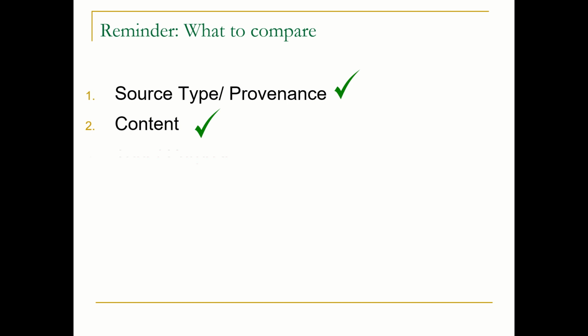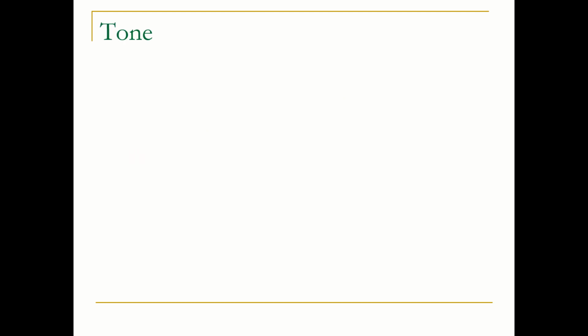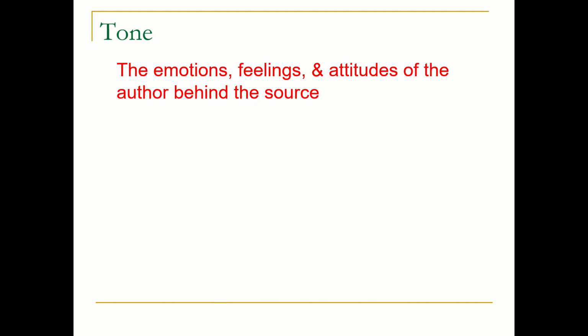Now let's move on to tone or purpose, which is something that is new for you to do for comparison. Okay, so what is tone? Tone is talking about emotions, feelings, and attitudes of the author behind the source. This is something that we are used to doing in everyday life. When we read our friends' texts, when we see what someone is uploading online on social media, we know whether the person is happy or angry or emoing.